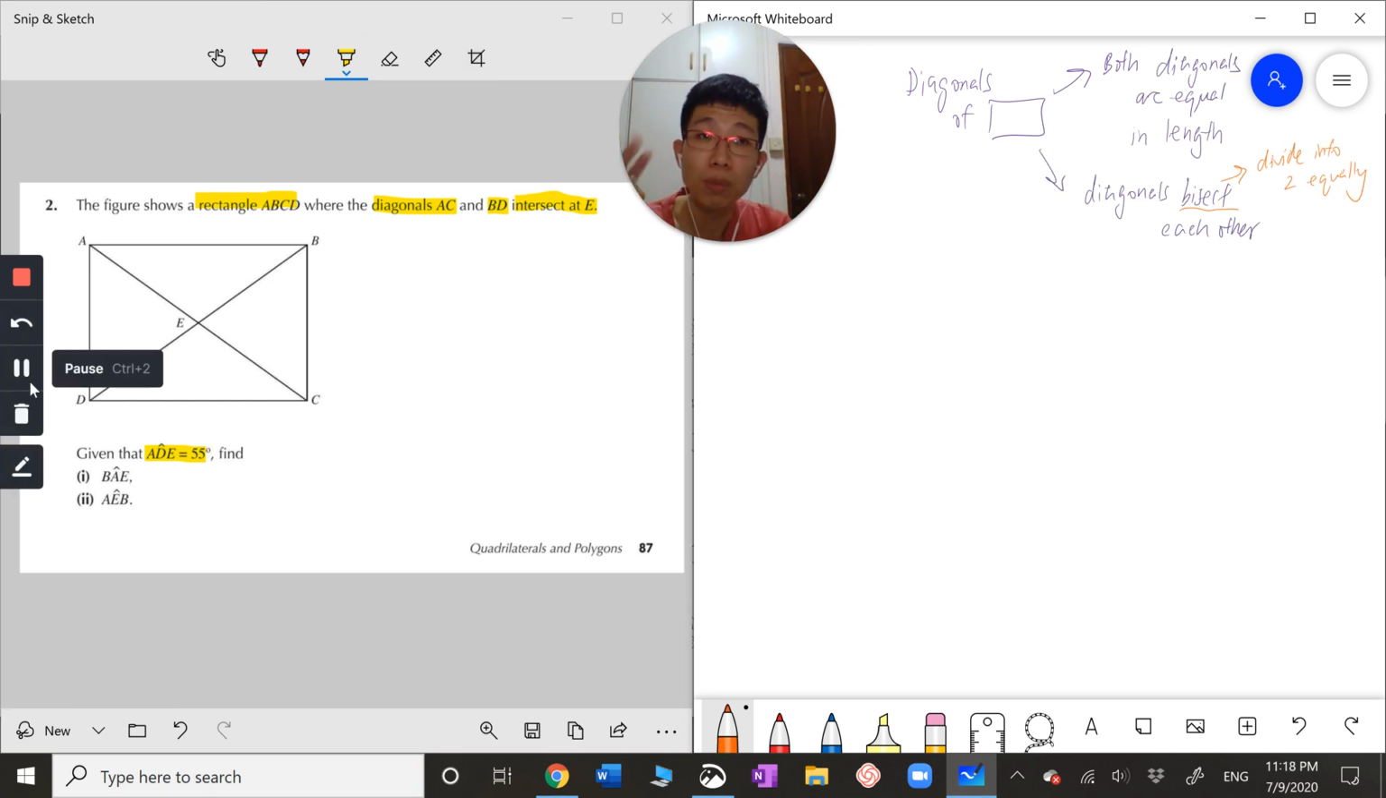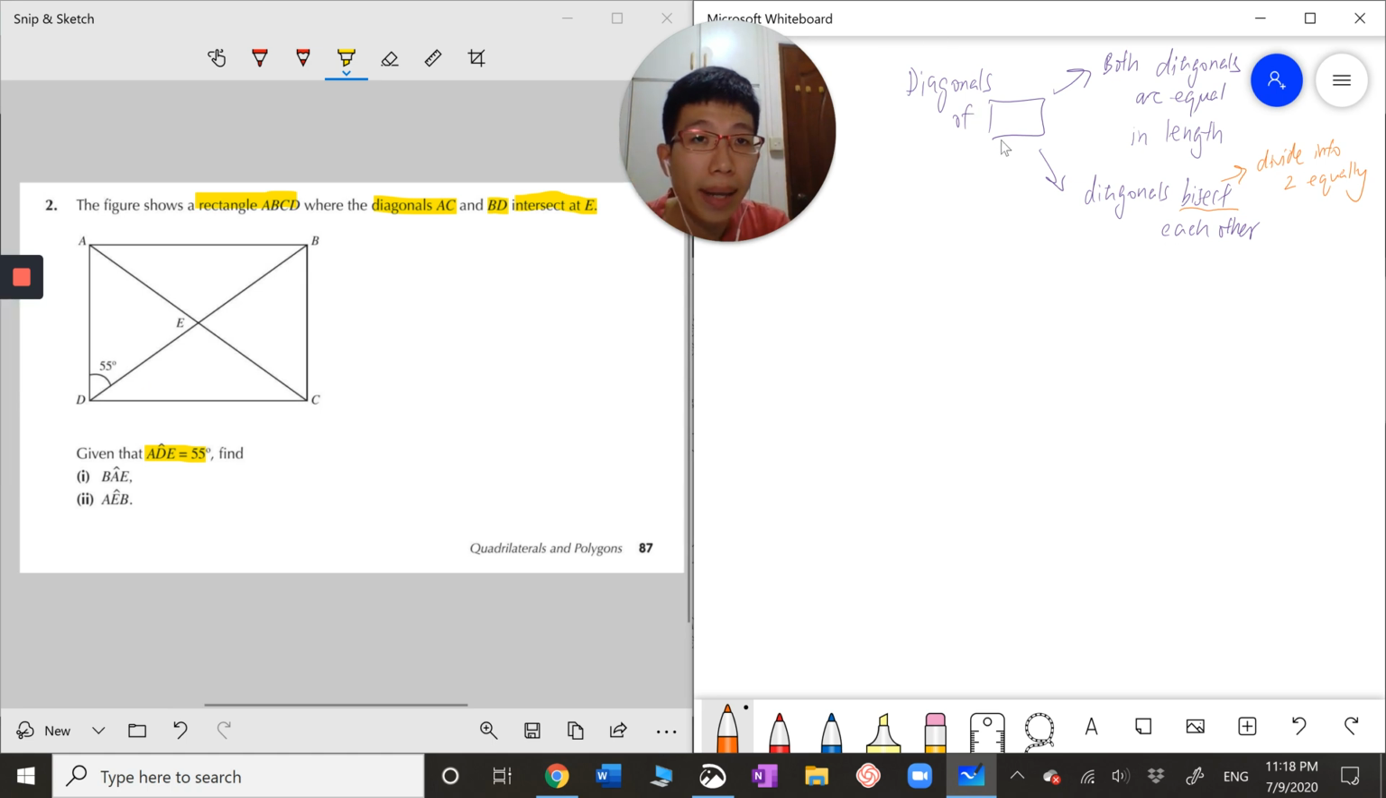Okay, so the two properties that we need to consider for a diagonal of a rectangle: both diagonals are equal in length, or diagonals bisect each other. So these are the two properties that we can consider. Bisect just means divide the two equally. So in this case, they ask us to find angle BAE, given this angle ADE equals 55 degrees.